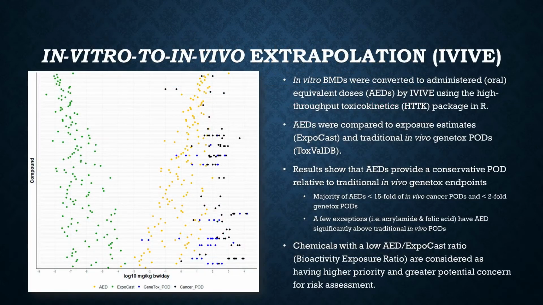We then performed IVIVE analysis to convert the BMDs of the positive clastogenic chemicals to oral administered equivalent doses and compare them to ExpoCast exposure estimates and ToxVal-DB traditional GenTox PODs from the US EPA CompTox dashboard. As you can see, the AEDs in yellow dots are more conservative than the traditional GenTox endpoints in blue and cancer PODs in black. We can then prioritize chemicals for further evaluations by computing the bioactivity exposure ratio, or BER. A lower BER is considered as having greater potential concern for risk assessment.